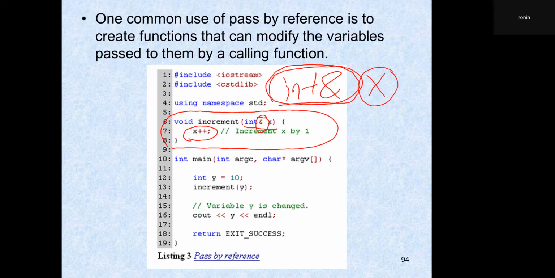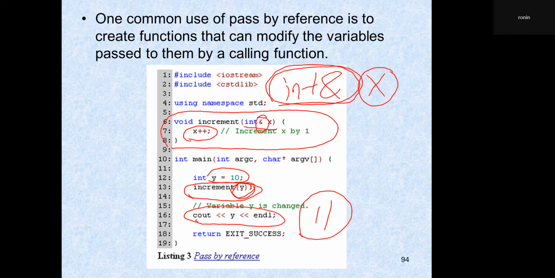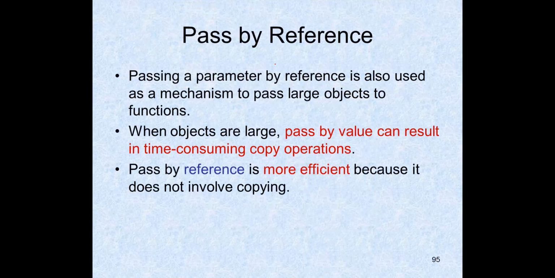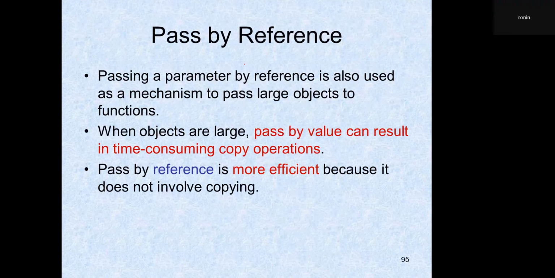So run this main function. y equals 10, then increment y, pass y by reference to this function, then cout y should be 11. We can change the original values. So remember this way of pass by reference, this operator. Passing a parameter by reference is also used as a mechanism to pass large objects to functions.